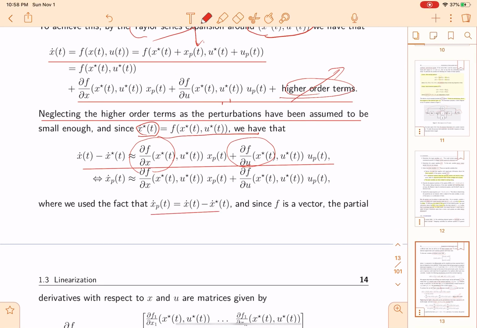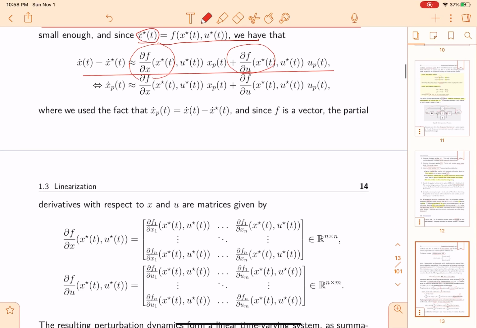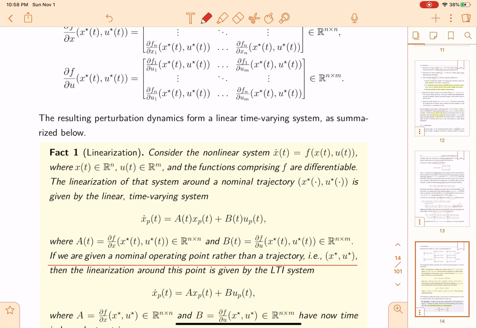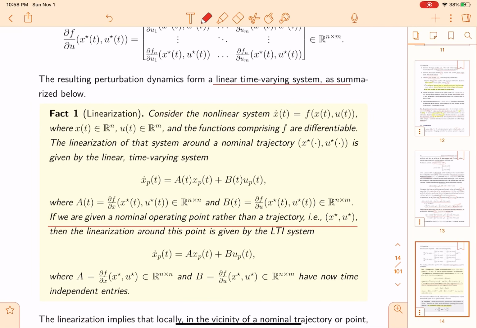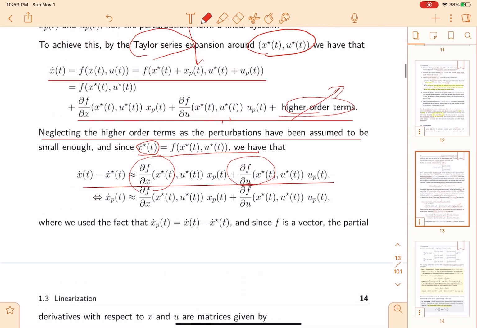This is what we had before, and as f is a vector, the partial derivatives with respect to x and u are given by this big matrix. The resulting perturbation dynamics form a linear time varying system. So consider the nonlinear system x dot equals f(x, u), where the functions comprising f are differentiable. The linearization of the system around a nominal trajectory is given by the linear time varying system. So here A and B are matrices in terms of t. And here we have A(t) and B(t) equal to these partial derivatives because we derived them before.